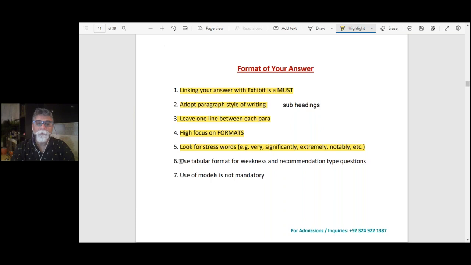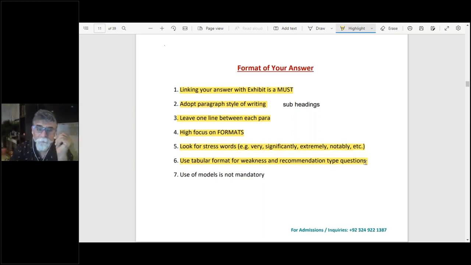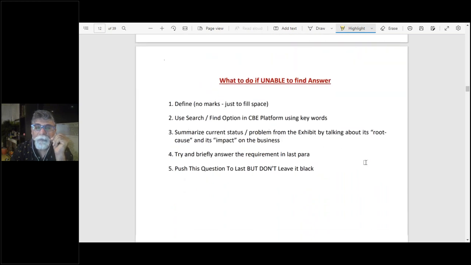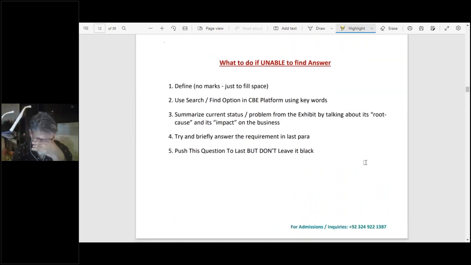Use tabular format for weakness and recommendation type questions. So in the question in which you are supposed to identify weaknesses and give recommendation, use a tabular format. On the left hand side you can use weakness, on the right hand side you can mention the recommendations. The same applies for risk and mitigation questions. It will simplify your presentation. And use of models is not mandatory. This one is very interesting.